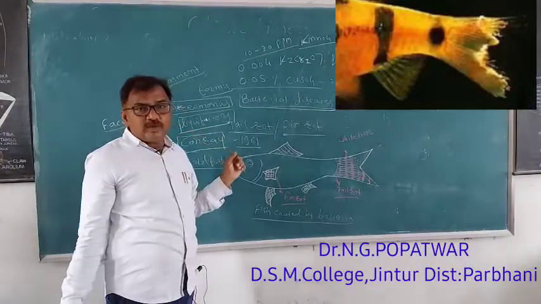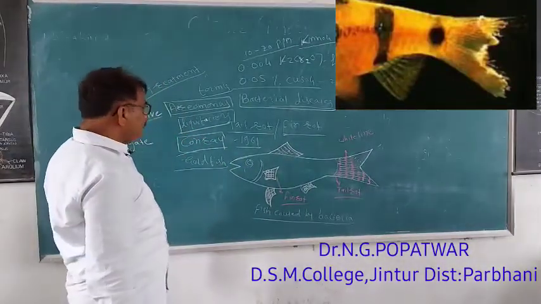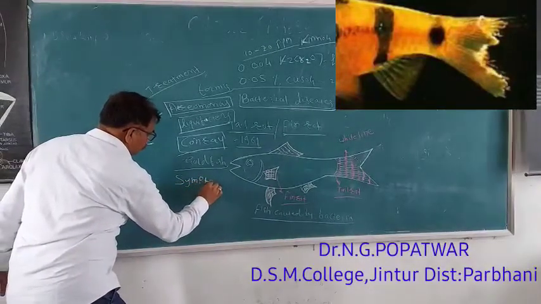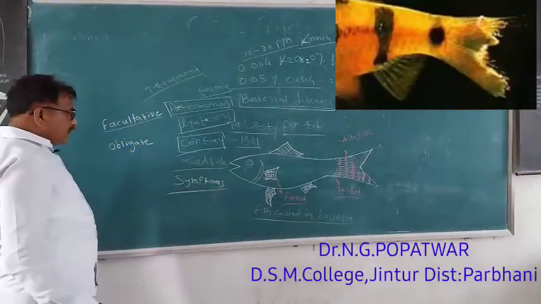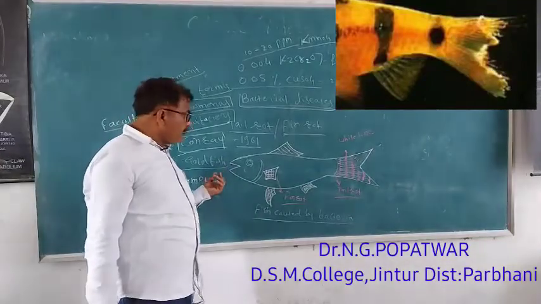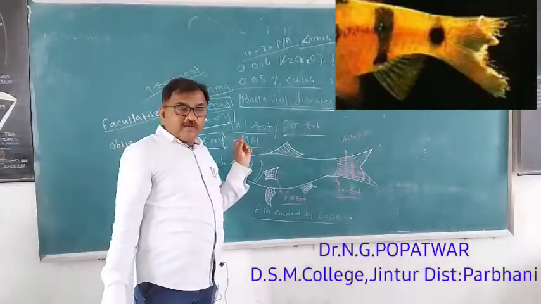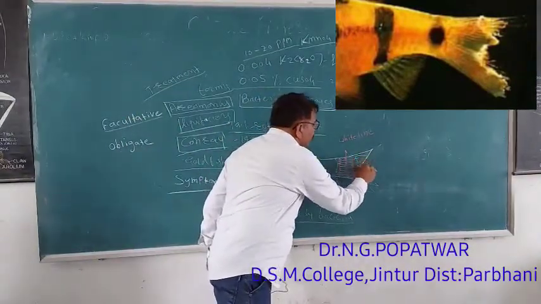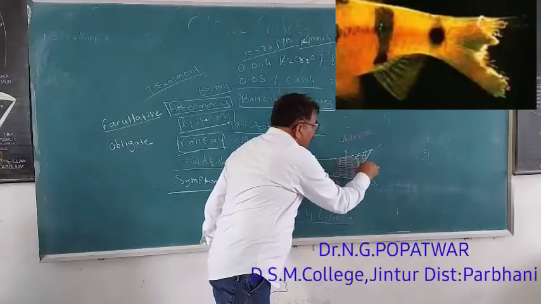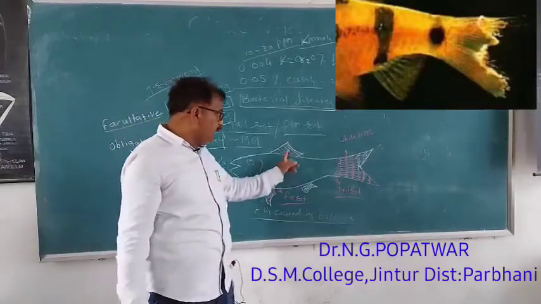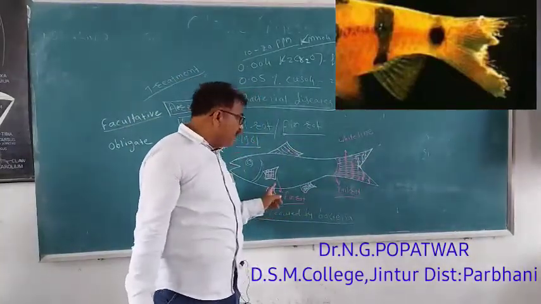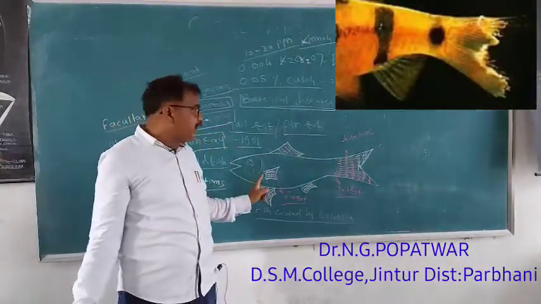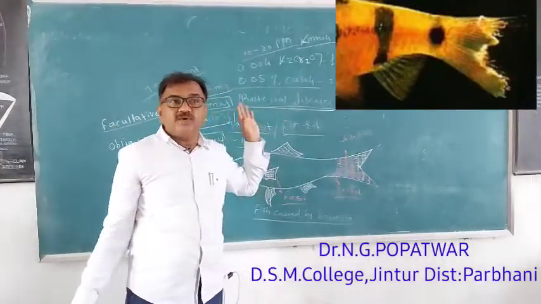Then what are the symptoms of this tail rot or fin rot? The first symptom: a white line appears on the border of the caudal fin. This white line indicates that the bacterial pathogen has started to attack the fins of the fish. It is the first symptom.